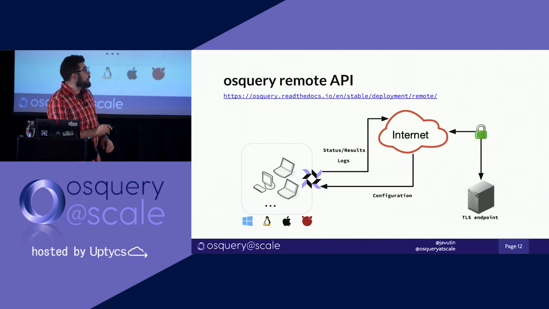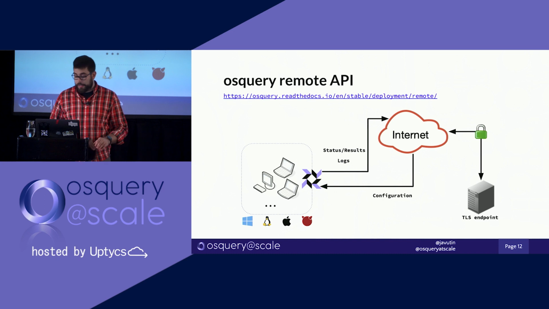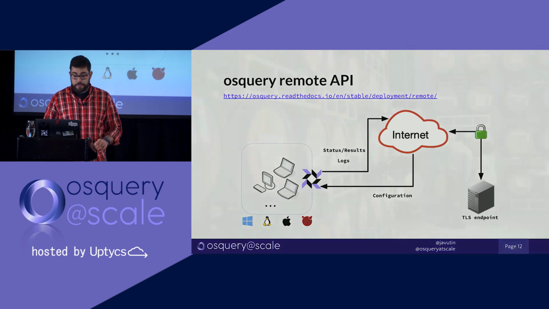And then the TLS endpoint will be able to distribute the configuration to those hosts. So these hosts will receive the configuration from the TLS endpoint and then submit the status of Osquery and the logs generated by the queries, right? Everything good until here, because this is one of the simplest diagrams of remote architectures.